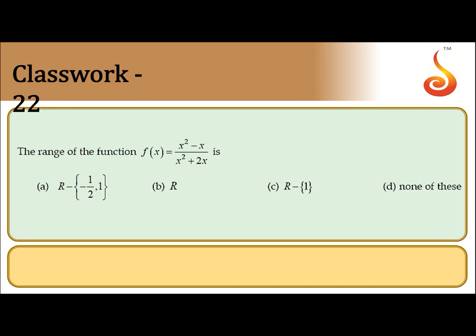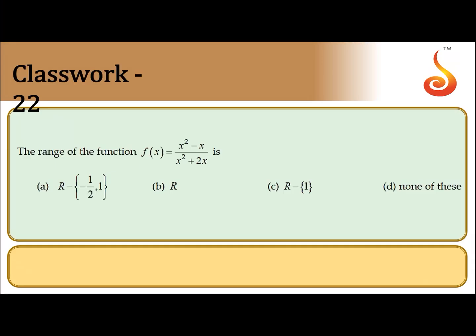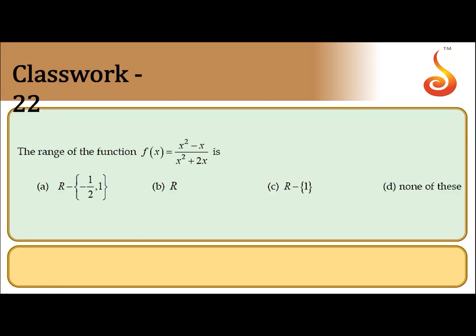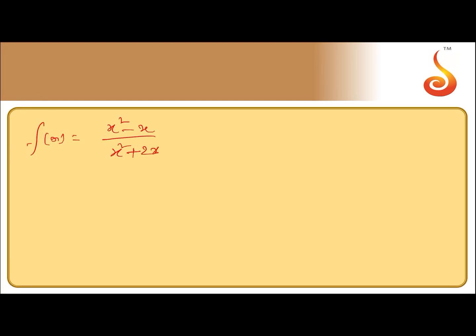So 1 comma 6. Coming to the range of the function, very important: x square minus 1 divided by x square plus 2x. So f of x is equal to (x square minus x) divided by (x square plus 2x). To simplify this and find the range of this function, I shall proceed like this. Factorizing, the numerator is x into x minus 1, divided by x multiplied by x plus 2.